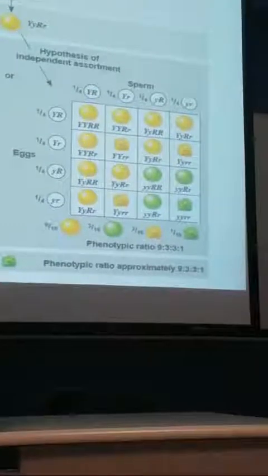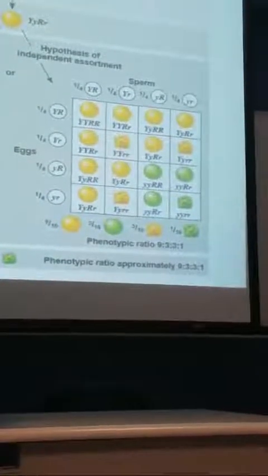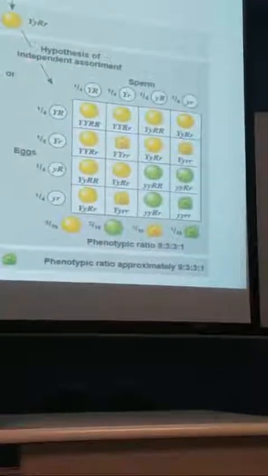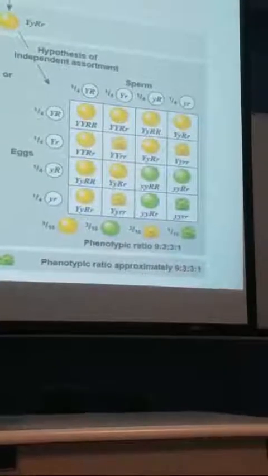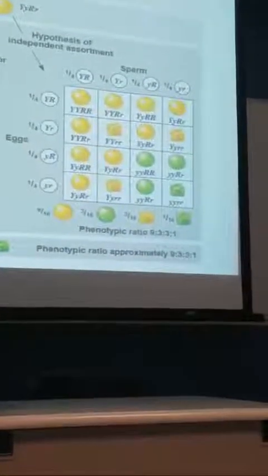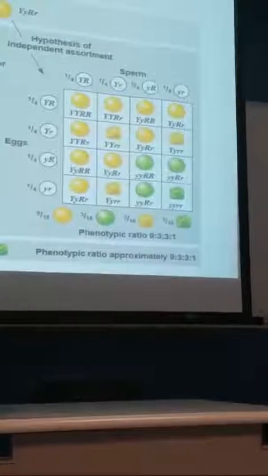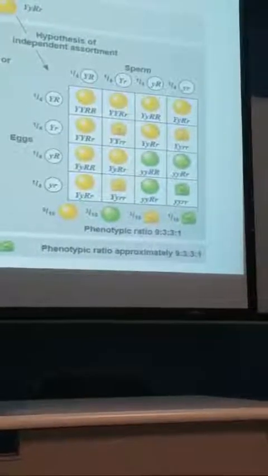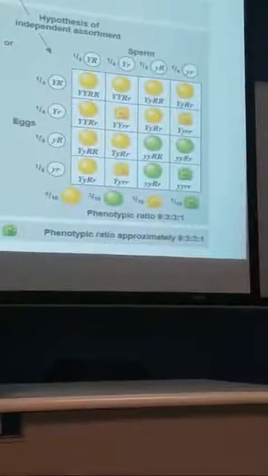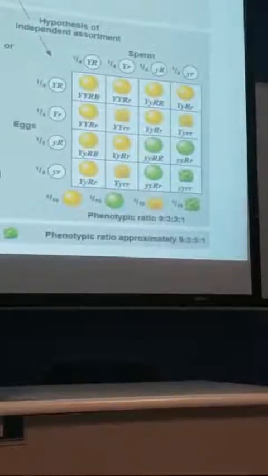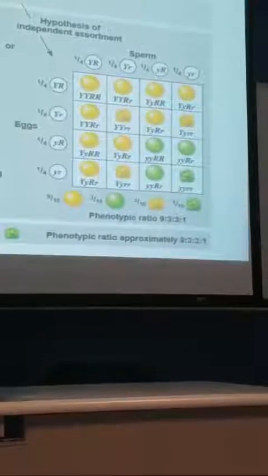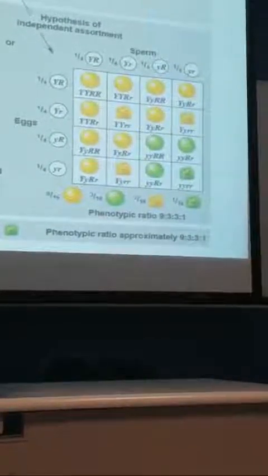Now, when you do that, and you get all of these combinations, you go in and count how many round yellow seeds there were. So we count 1, 2, 3, 4, 5, 6, 7, 8, 9. How many round green seeds will there be? There is going to be 3. How many yellow wrinkled seeds? 3. And how many green wrinkled seeds? 1. This is another ratio that will never change.